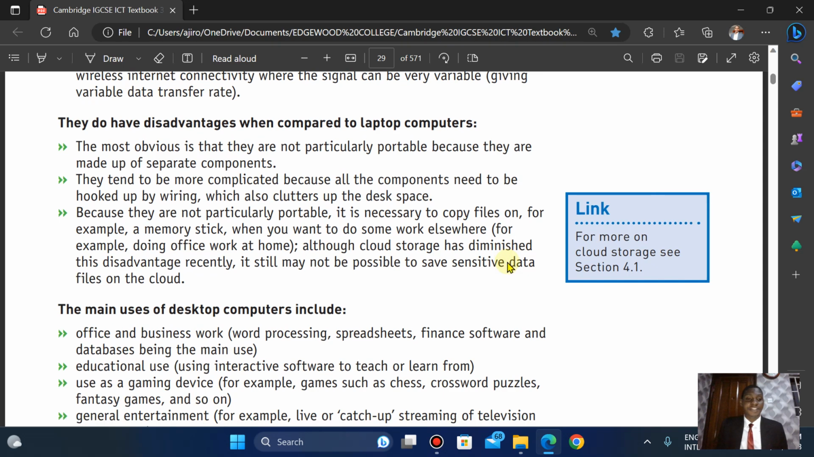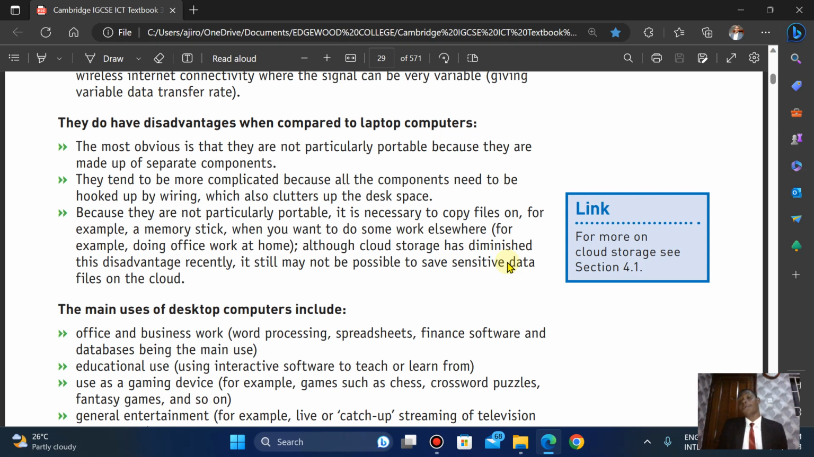Disadvantages could be that they're not very portable, which is the most obvious, right? Because they're made up of separate components. So that is straight up, you don't need to think too much to get that. They tend to be more complicated because all components need to be hooked up, since they are all connected by wires.